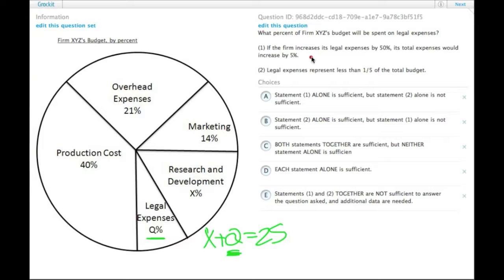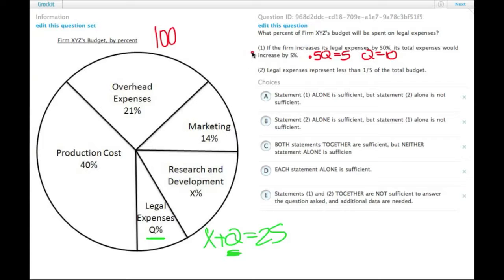Statement 1 tells us that if the firm increases its legal expenses by 50%, its total expenses would increase by 5%. So, probably the easiest way to illustrate this is to, let's just say that the whole budget is $100. It's a very small firm. So if it increases its legal expenses by 50%, so a 50% increase on Q, which is 0.5 Q, that increase is equal to 5%, 5% of our $100 budget, which is 5. So 0.5 Q equals 5, Q equals 10.